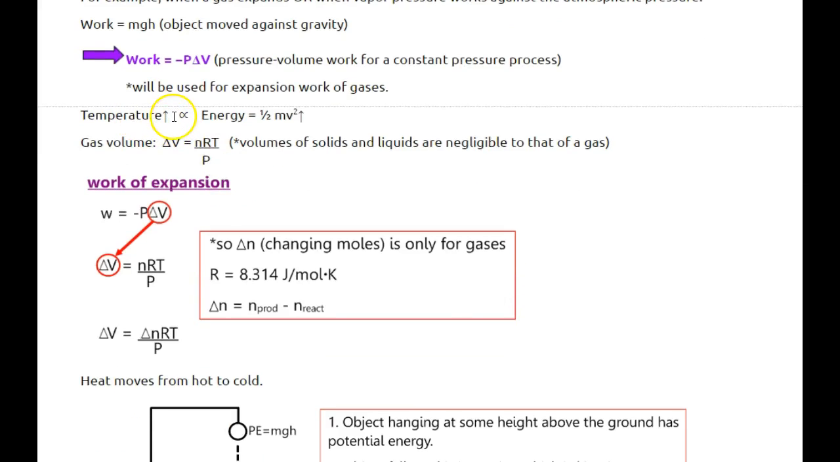Temperature has a direct correlation to energy. So if you increase the amount of energy, then you also increase temperature. Gas volume, if we recall, is PV equals nRT. So if I rearrange this to solve for delta V, volume, then I get the moles times the R times T divided by the pressure. Volumes of solids and liquids are negligible to that of a gas, so we really only focus on changes in the volume of a gas.